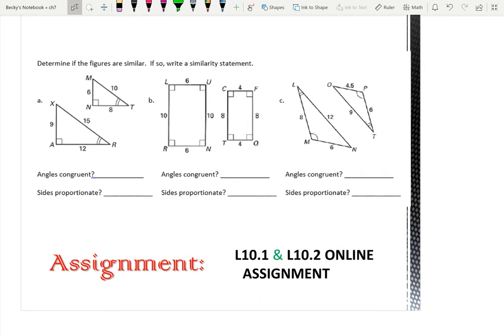All right. Now, ignore what it says your assignment is because your assignment is going to be different today. It says determine if the figures are similar. If so, write a similarity statement. Okay, so we have to check the side lengths. Now, the angles are pretty easy to check. Now, right away, if the angles don't work, then you're going to say they're not similar.